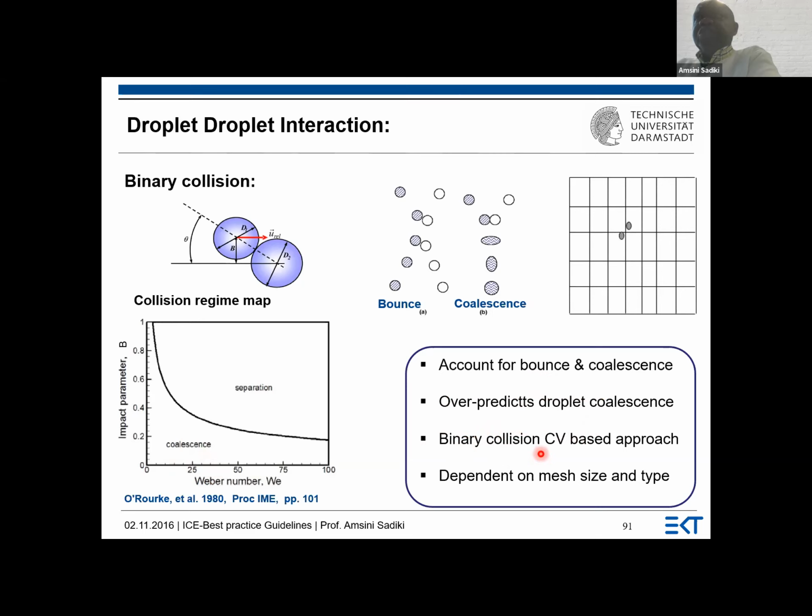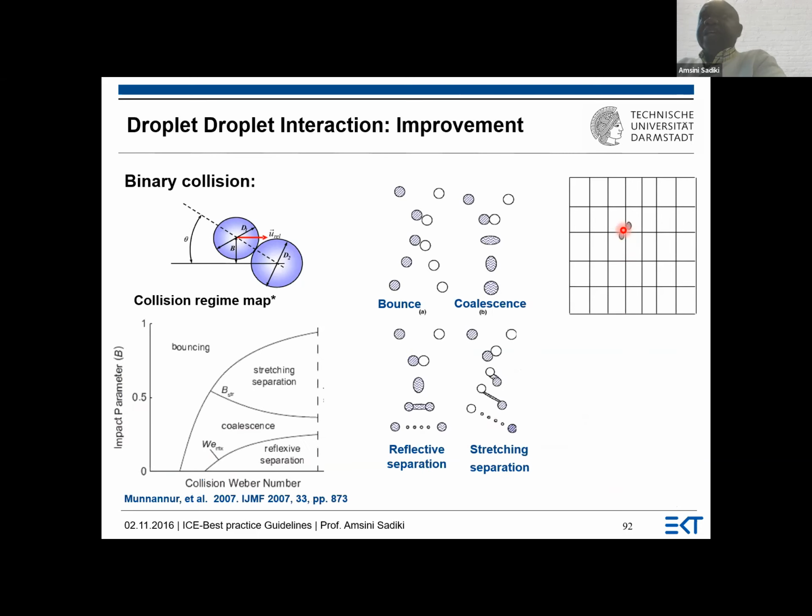And if we account only for these two, we have an overprediction of droplet coalescence, and it is a binary collision control volume-based approach dependent on mesh size and depth. In this case, we cannot take into account the other processes, for example reflective separation and stretching separation, and the impact factor here is modified. This collision regime map, as modified by Munamura, is given as we have here. We have bouncing, coalescence, reflexive separation, and stretching separation.